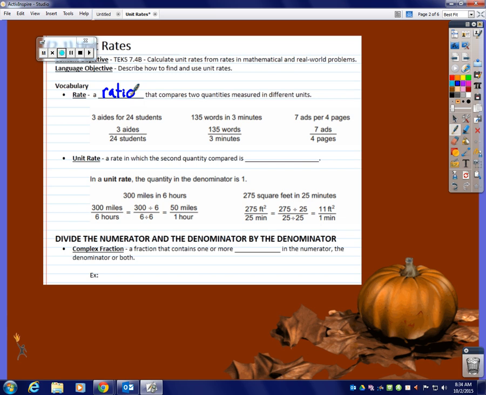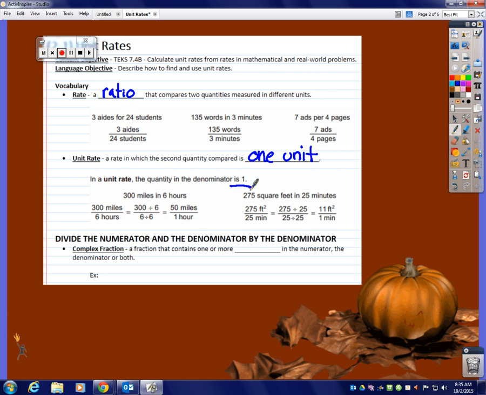135 words per 3 minutes. 7 ads per 4 pages. These are all examples of rates. Now, a unit rate is a rate in which the second quantity compared is 1 unit. So, in a unit rate, the quantity in the denominator is 1.